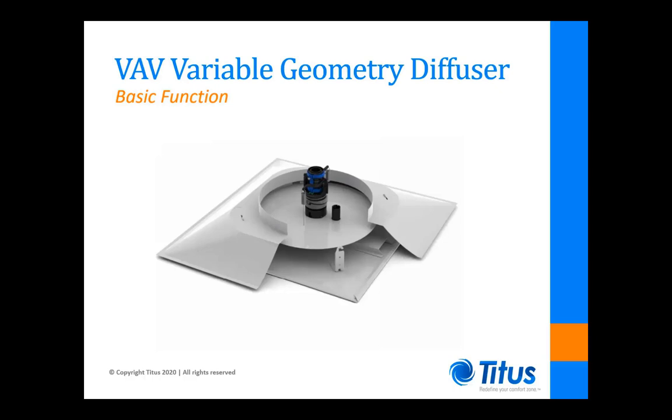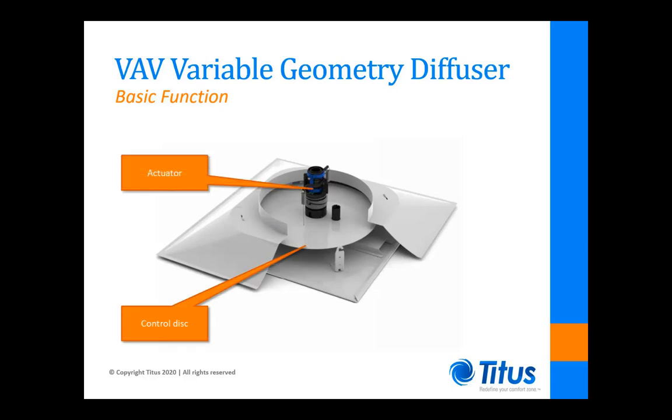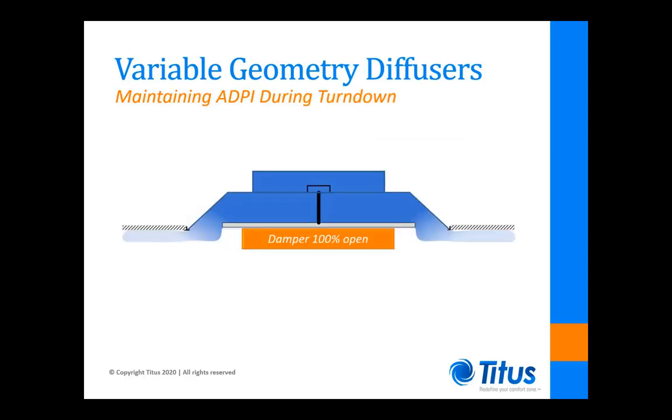So let's take a look at a VAV diffuser and its basic components. All VAV diffusers consist of a diffuser backpan and face, a control disc or a damper to regulate the airflow, which is powered by a mechanical or electrical actuator. This version also features a venturi tube which draws room air into the temperature sensor in the core of the diffuser. So a VAV diffuser essentially combines a VAV box, diffuser and controls into a single packaged unit.